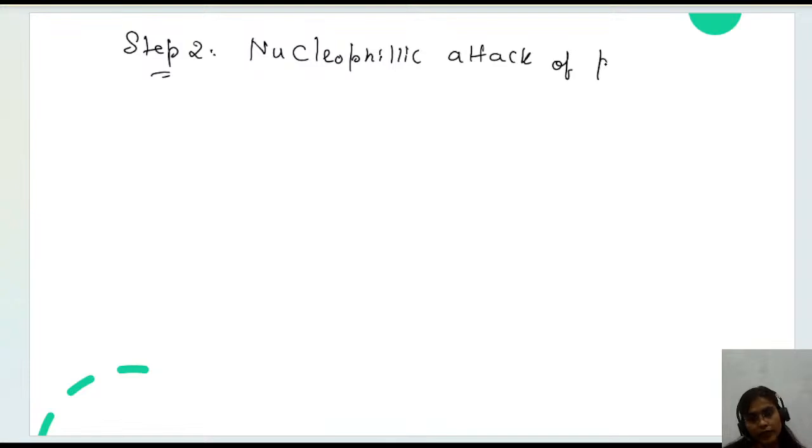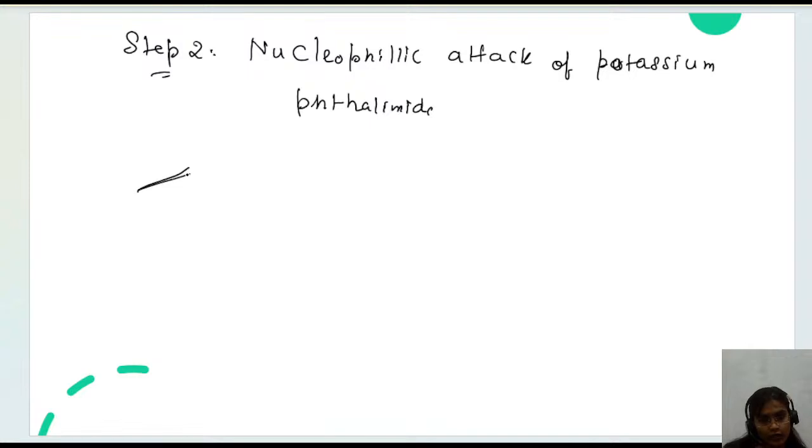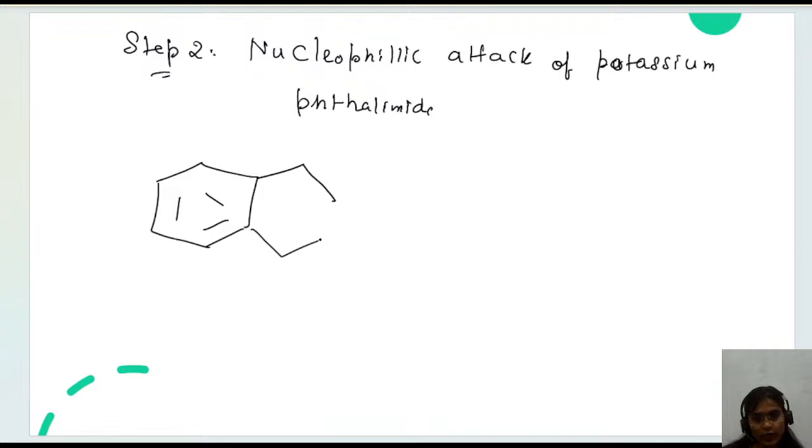Let's see how. We are using RX in step number two. If you are observing, this is RX. So it is a simple nucleophilic substitution kind of reaction, and it is a single step reaction. It is an SN2 mechanism. Be noted, it is an SN2 mechanism.